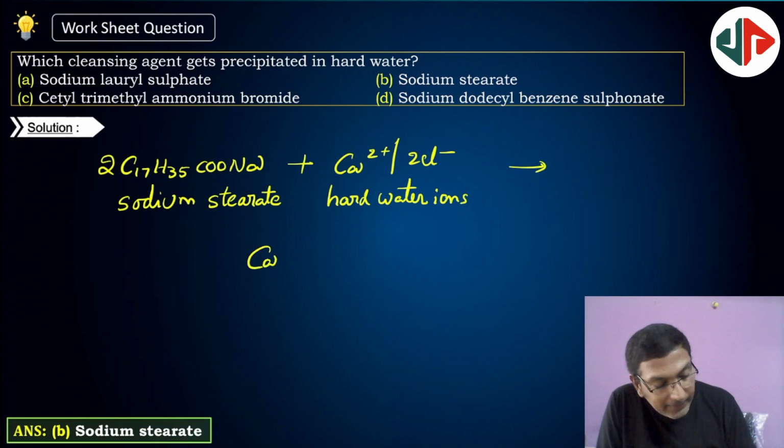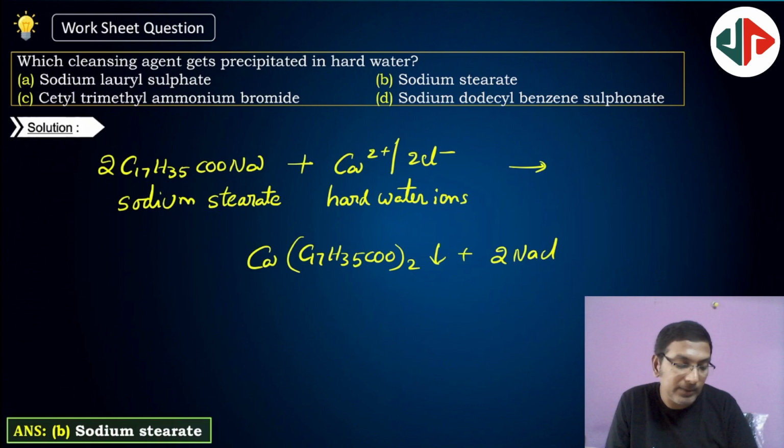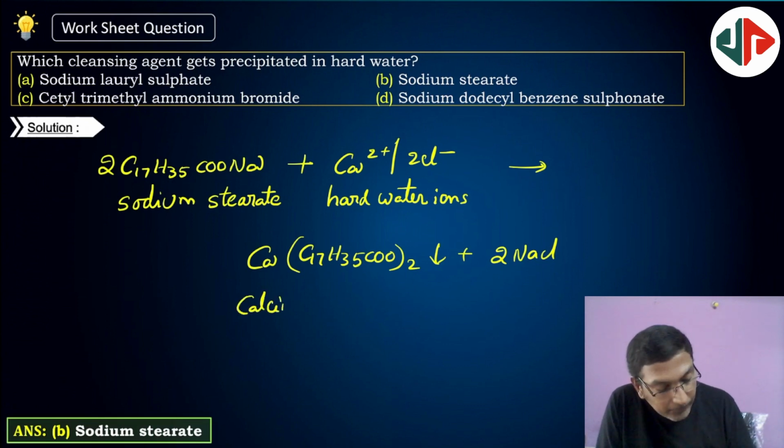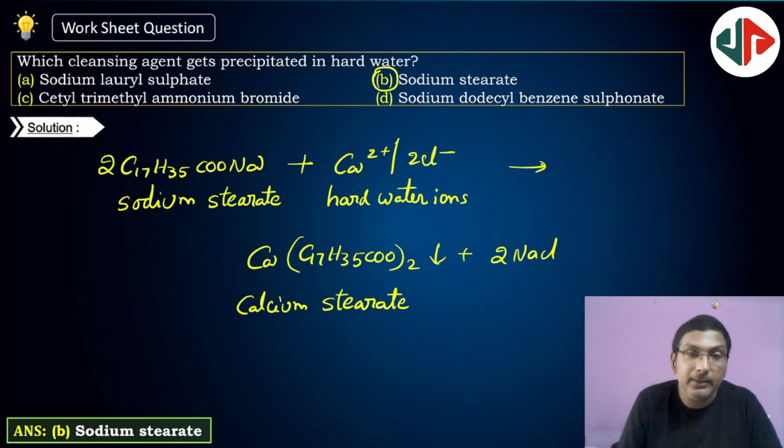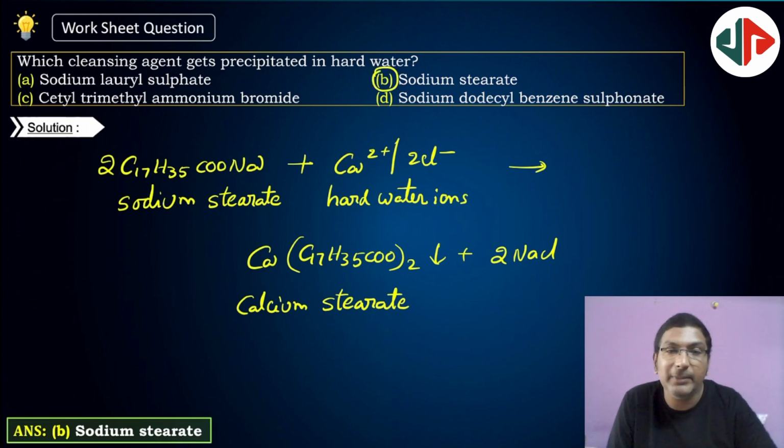So Ca(C17H35COO)2 precipitate plus 2 moles of NaCl. So calcium stearate will be formed. Calcium stearate PPT. Therefore, option B. Sodium stearate can form PPT.